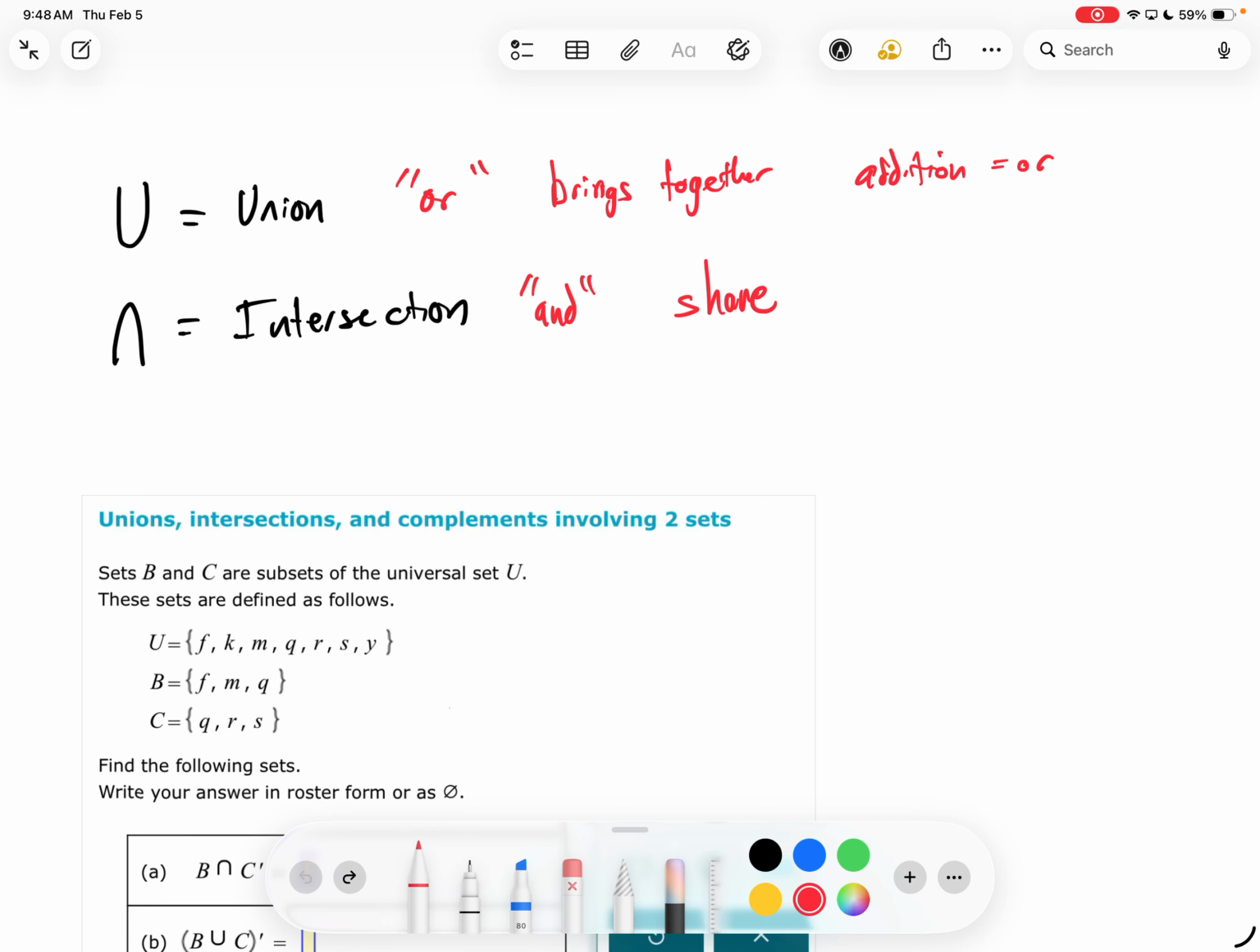Union is the word or, and the way I think about this is like union marriage, it brings together. A lot of times in math, when you see the word or, it's an addition. You think addition. So this is an addition. You're taking set A plus set B and you're combining them. That's the other word I like to put in there, is combine. It brings together, it combines them. I'm going to write that combine there.